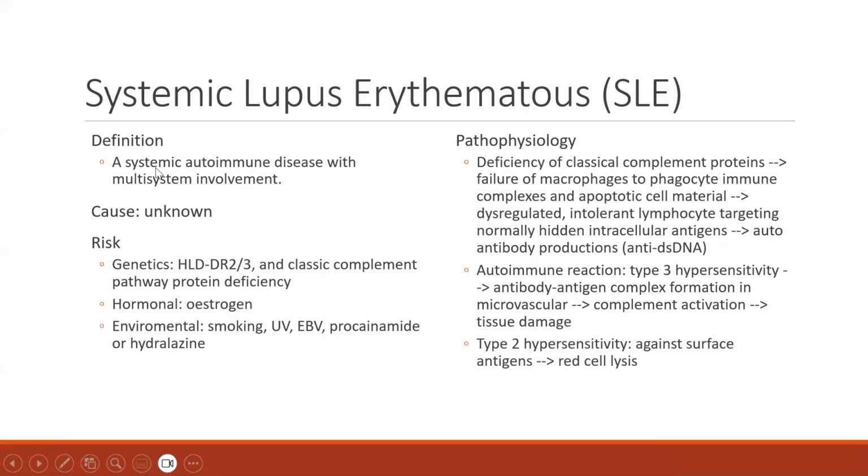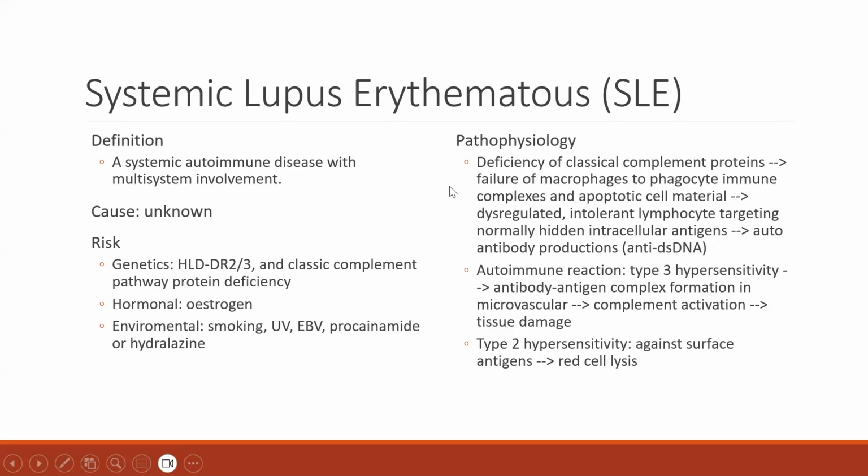SLE is a systemic autoimmune disease with multi-system involvement, which is what systemic means anyway. The cause is not known, but there are risk factors. These include family history, HLA-DR2 or 3 genes, and classic complement pathway protein deficiency. Hormonal: estrogen, so it's more common in females than males. Environment: smoking, UV, viral infection, or some medications that can affect it.